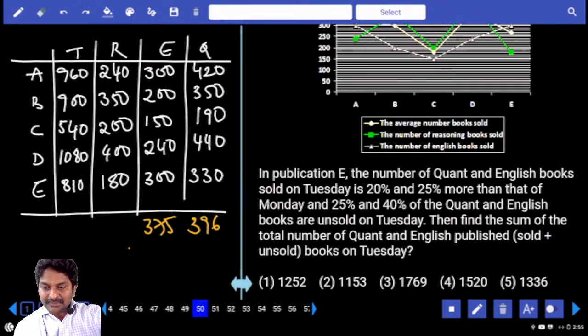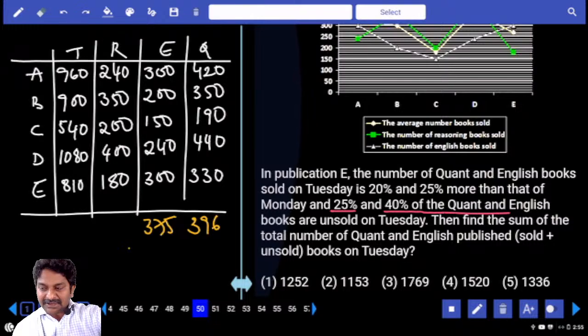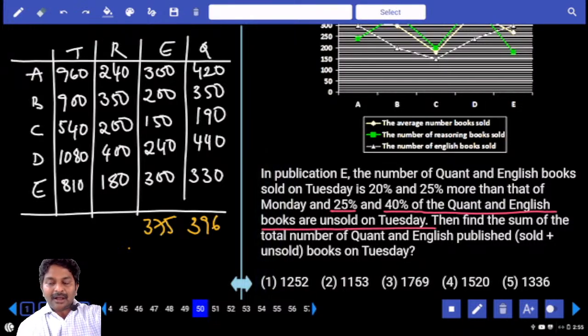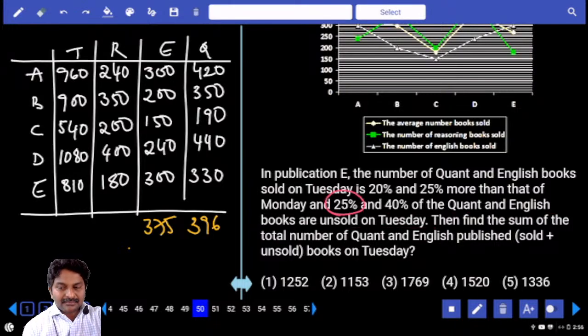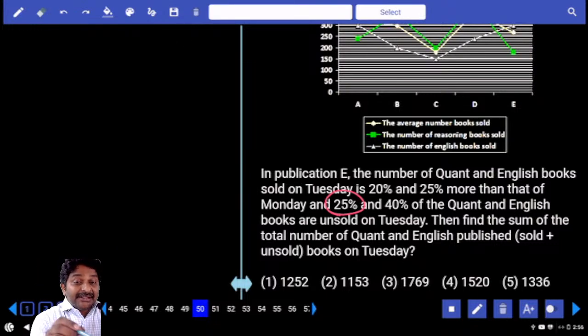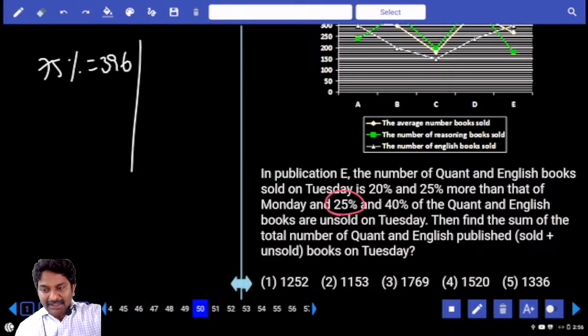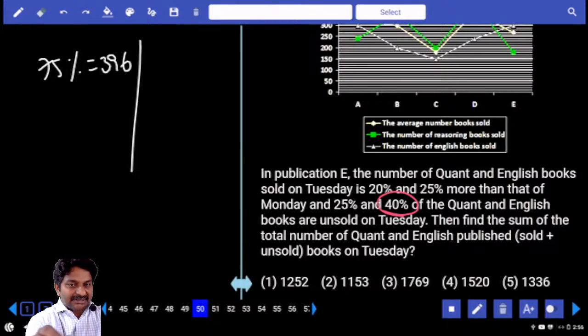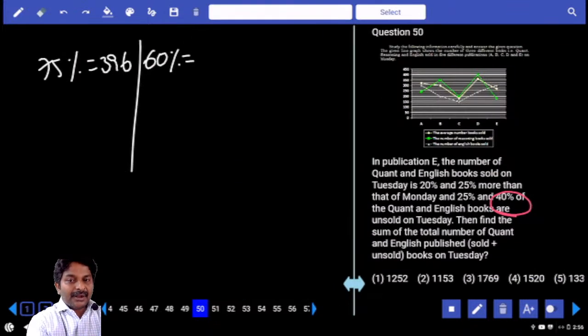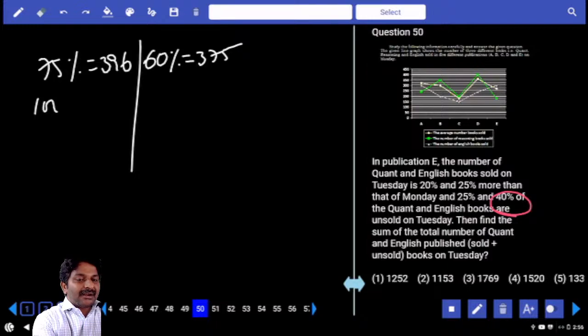And then the data shows 25% and 40% of quant and English books are unsold on Tuesday. Quant, what percent are unsold? 25%. Then what percentage are sold? 75%. Then 75% value is equal to 396 only. And then English, what percent are unsold? 40%. Then sold are 60%, which is equal to 375. Total quant books are 100%. Total English books are 100%.